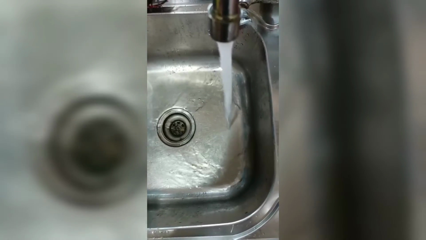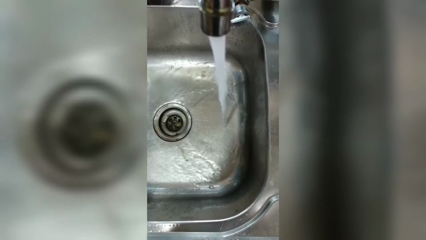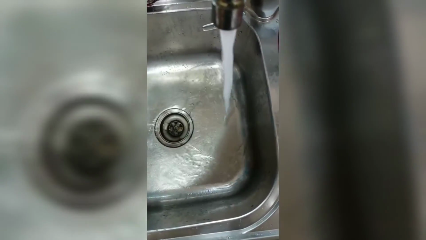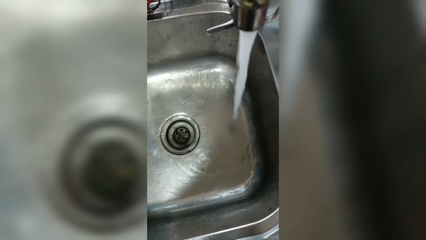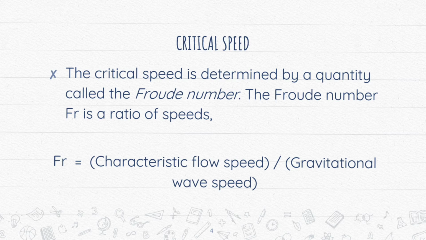This is some example of how hydraulic jump happens in the sink. What is the critical speed? The critical speed is determined by a quantity. It's called the Froude number. The Froude number, Fr, is a ratio of speeds. Fr is equal to characteristic flow speed over gravitational wave speed.